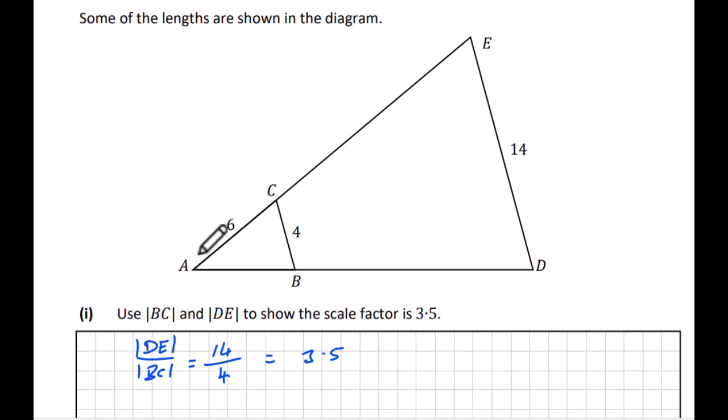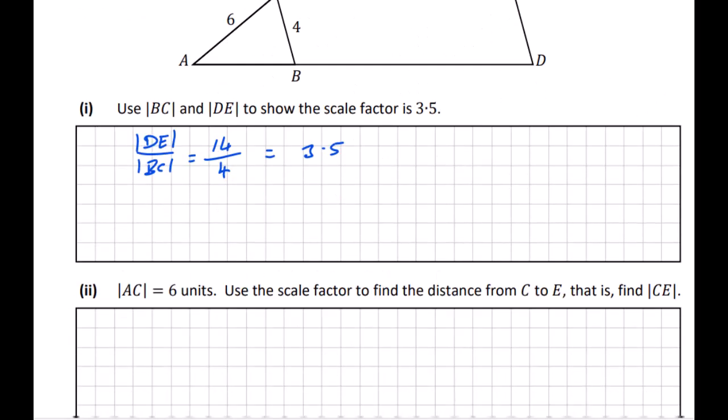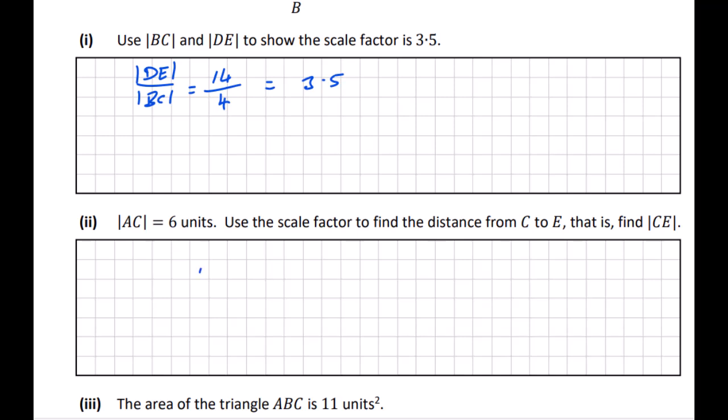So if I multiply 6 by 3.5, I should get the distance from A to E. All I've got to do then is subtract 6 from that, and that'll give me CE. So let's multiply 6 by 3.5 anyway. I'm going to take 6, multiply that by 3.5, and that'll give us 21 units.